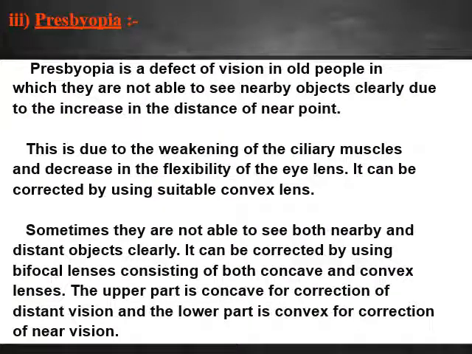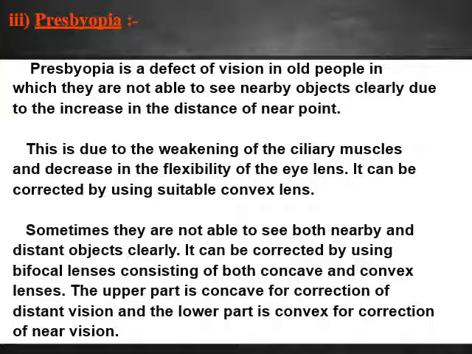Third type of defect is presbyopia. This defect of vision is mostly common in old people, in which they are not able to see nearby objects clearly because of increase in the distance of the near point. This is due to weakening of ciliary muscles and decrease in the flexibility of the eye lens. It can be corrected by using a suitable convex lens.